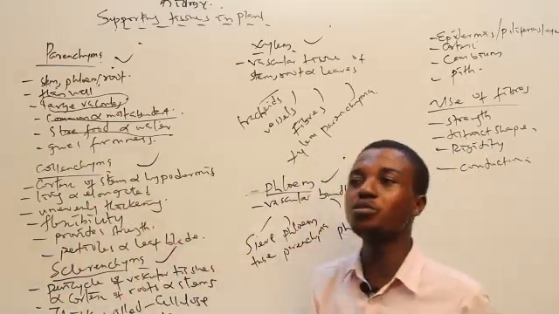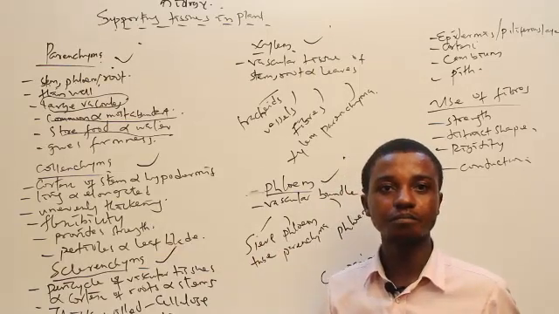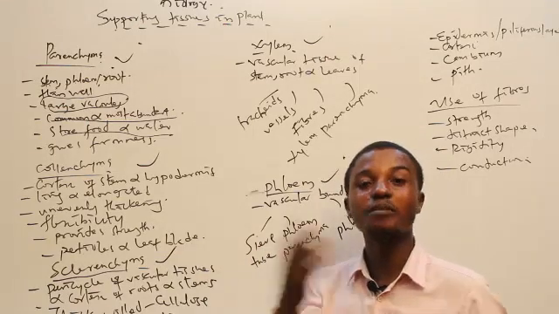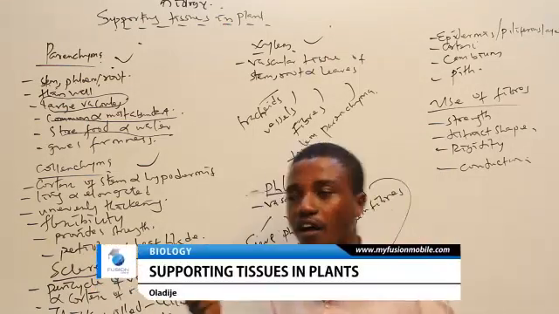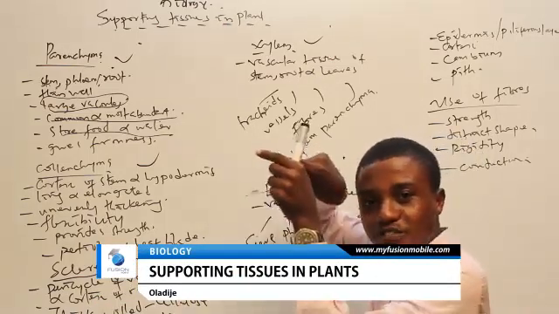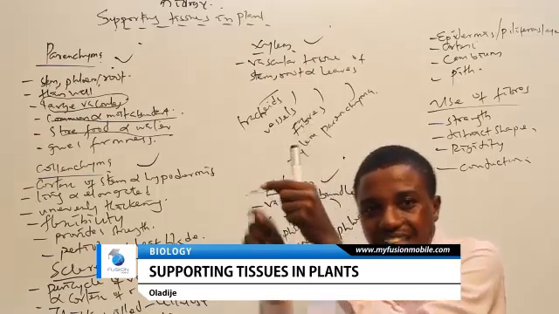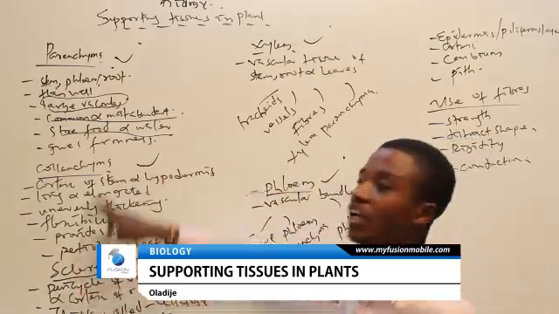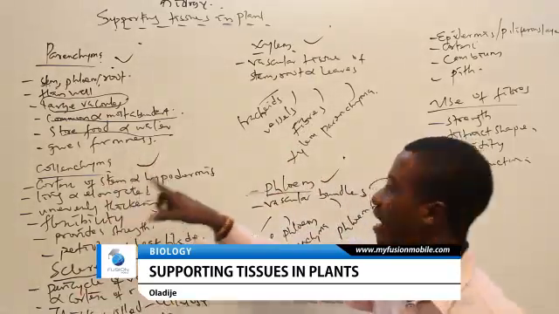That's why most times when you detach a leaf from a plant, that part is always somehow succulent. You can easily bend it, sort of. So that's the collenchyma. The collenchyma is found in the cortex of the stem and the hypodermis.